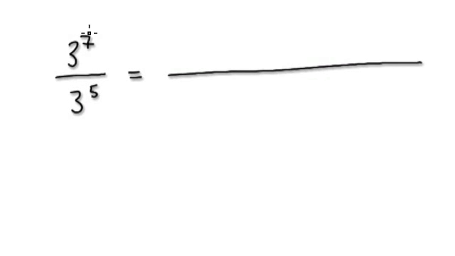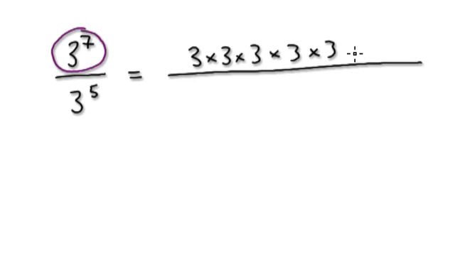Let's say you're given this here, 3 to the power of 7 over 3 to the power of 5. What this means is that, well, let's look at this here. This means get 3 times by itself 7 times. So it means this, 3 times 3 times 3 times 3 times 3 times 3 times 3, 7 times.